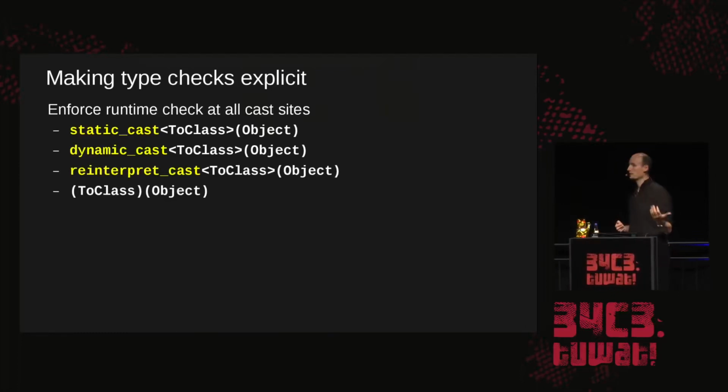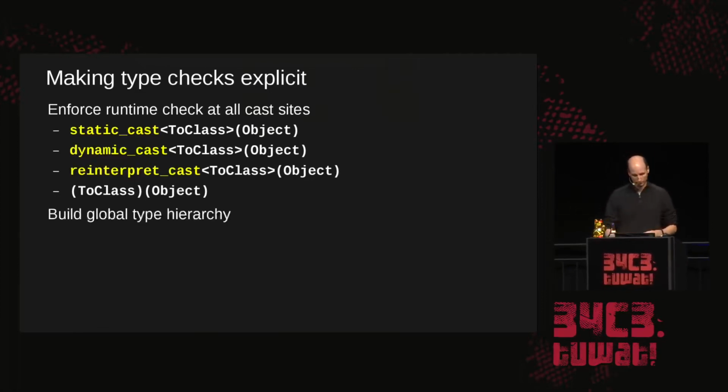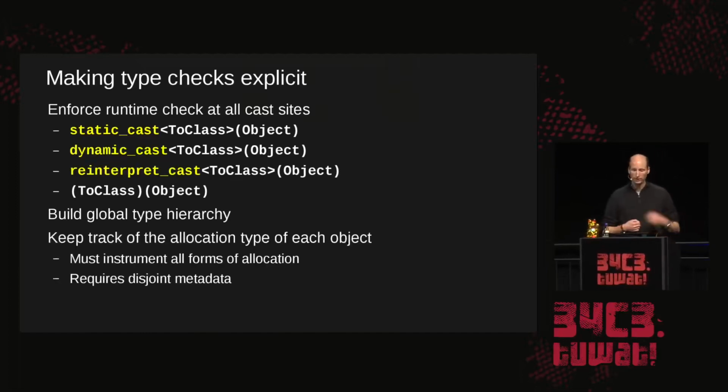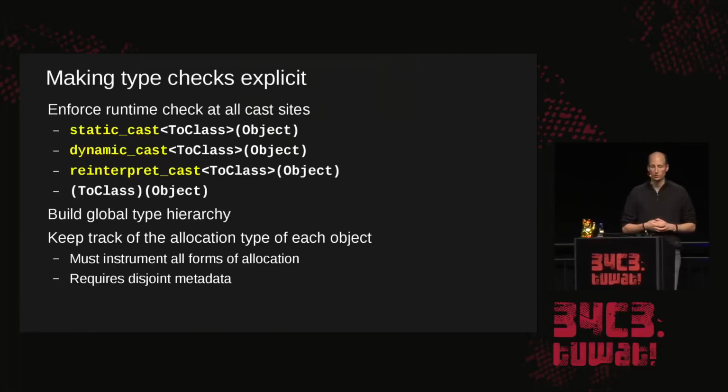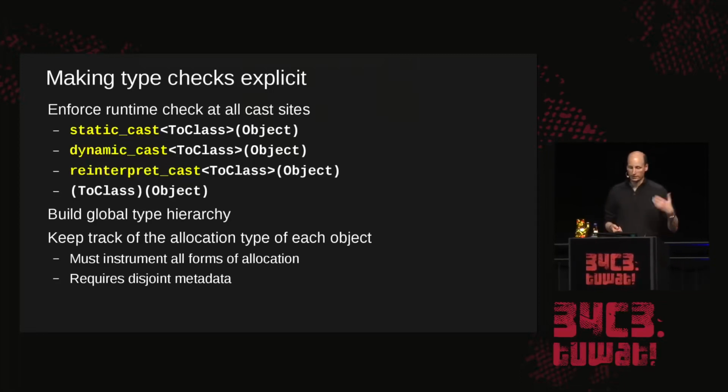So we can replace a static cast with an actual runtime check and make sure that we detect a type confusion problem right when it happens, right at the cast site, and not much later when an actual memory corruption happens. We build a global type hierarchy during the compilation of the software, and we keep track of the allocation type of each object. We instrument all forms of allocation, and we keep this in our disjoint metadata table. Then in a second step, for every single type cast that happens at runtime, we execute this check and make sure that it actually matches.